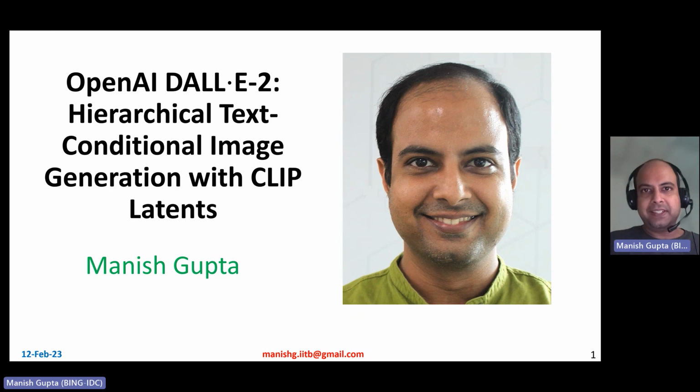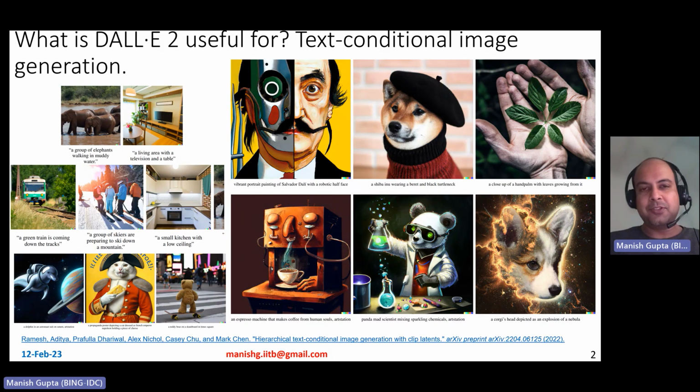My name is Manish Gupta, and in this video, I'm going to talk about DALL-E 2: hierarchical text conditional image generation with CLIP latents. So DALL-E 2 is this popular model that everyone talks about these days. Of course, what is DALL-E 2 useful for? Well, it's useful for text conditional image generation.